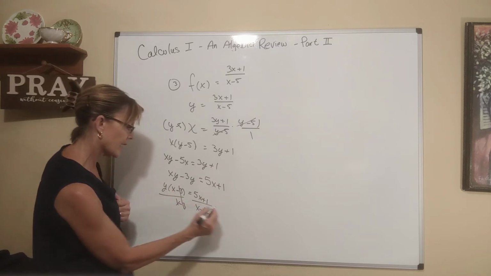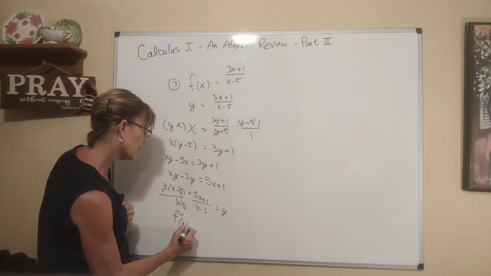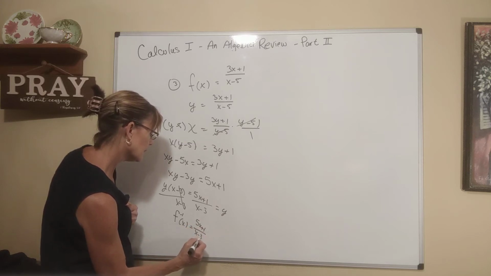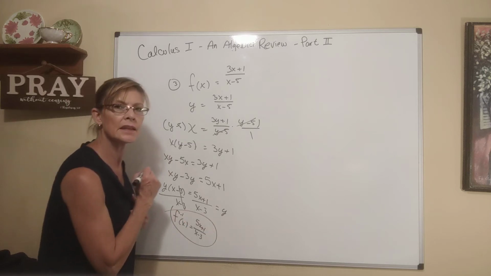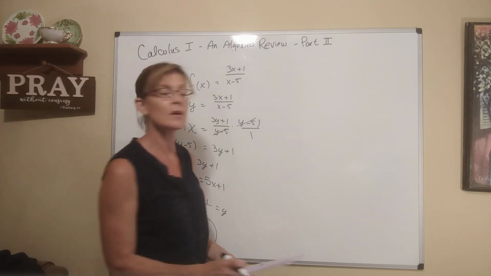And so y, this is what y equals, so the last step is to replace that with (5x plus 1) over (x minus 3). And that is the inverse function for that. All right, cool. The next one is difference quotient.